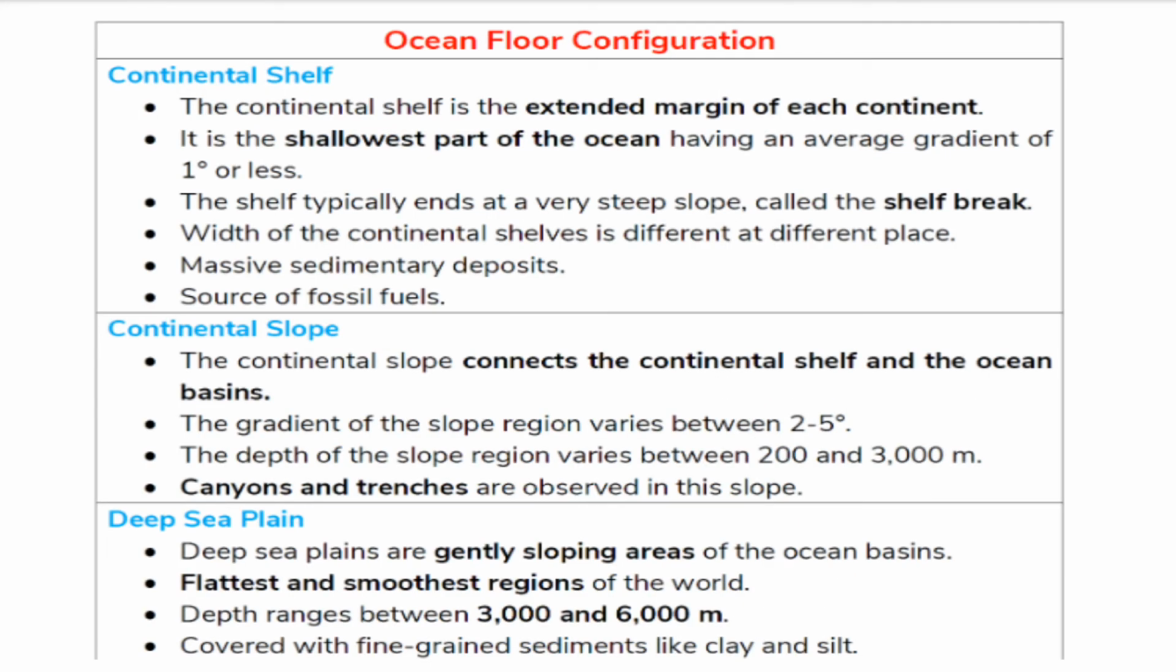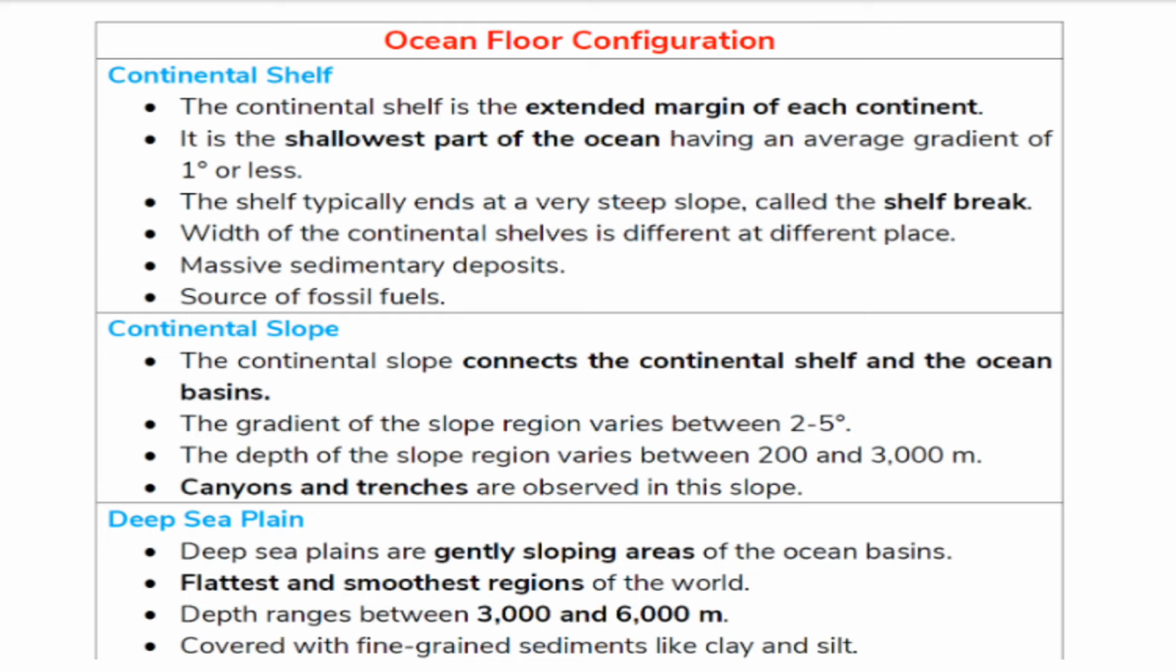Ocean floor configuration. Continental shelf. The continental shelf is the extended margin of each continent. It is the shallowest part of the ocean, having an average gradient of 1 degree or less. The shelf typically ends at a very steep slope, called the shelf break.